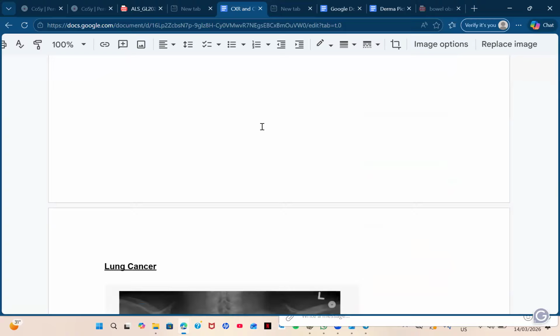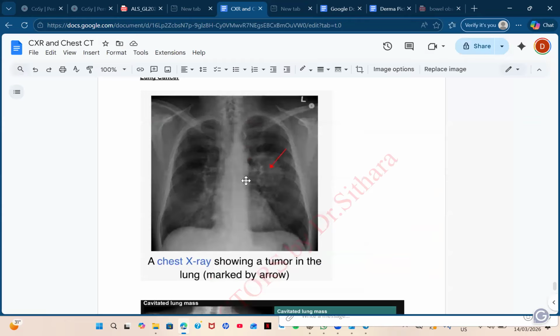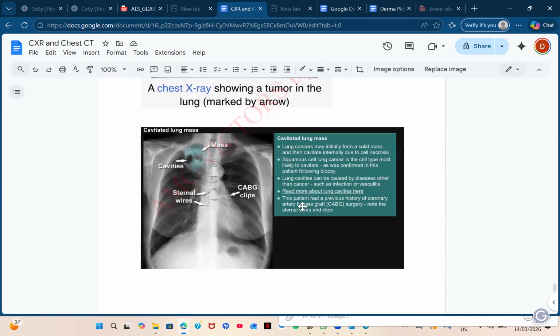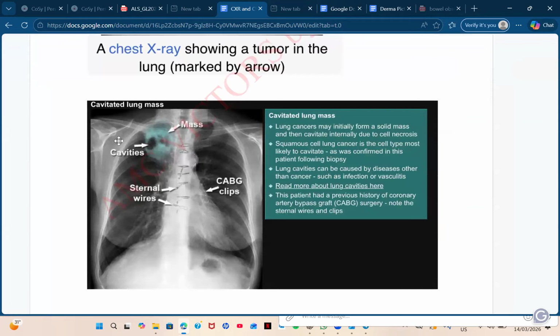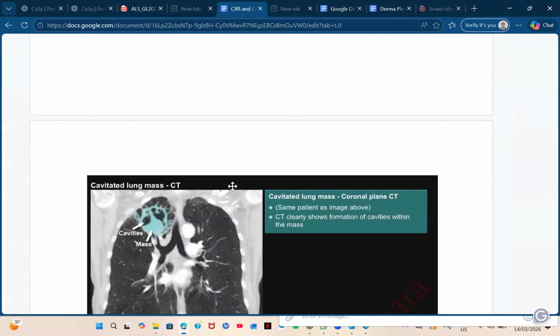Now tell me how lung cancer presents. It shows some dense area here. Chest X-ray showing a tumor in the lung. Here you can see the irregular shape. Here a cavitated lung mass; this lung mass has cavitations as well. Here a lung mass. Here the CT also shows the same.